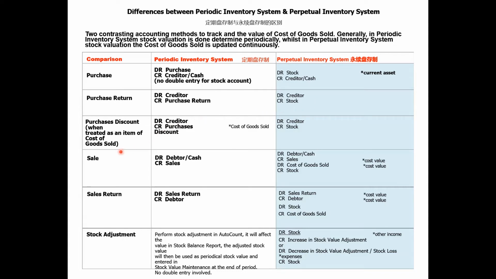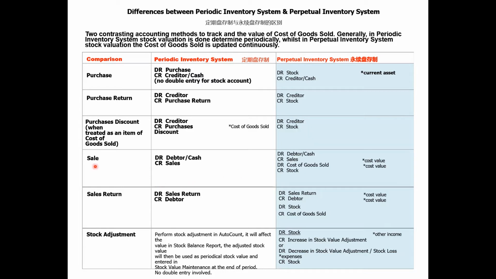So, and then when it comes to purchase discount, which some of you will record as discount received in your financial report. So for the transaction, it will debit the creditor, it will credit the purchase discount or discount received. Some of you might be using this term. Whereas in perpetual inventory system, it will debit the creditor and it will credit the stock. Because this is a discount, the stock value will be reduced, right?